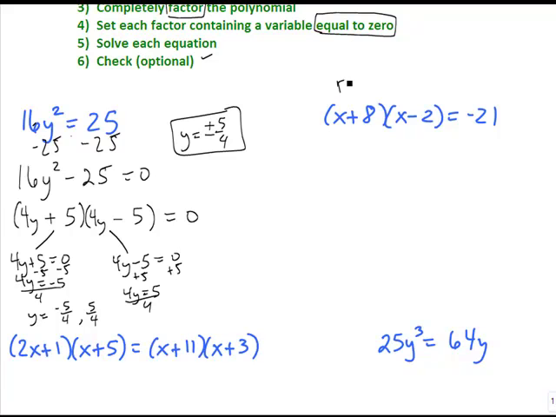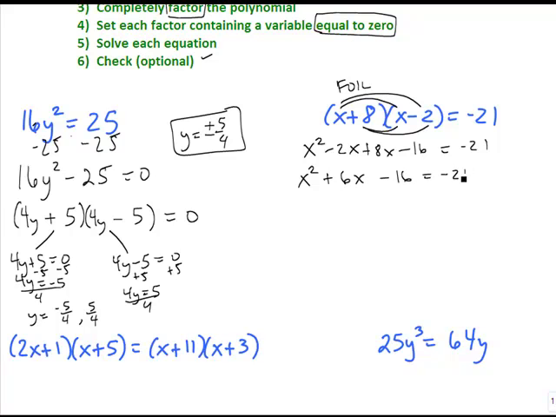So if I FOIL out the left-hand side, we're going to get an x squared, a minus 2x, a plus 8x, and a negative 16. Now let me combine some like terms. Negative 2x plus 8x is 6x. And now we're ready to get our 0, so I'm going to add 21 to the other side, and that gives me x squared plus 6x plus 5 equals 0.